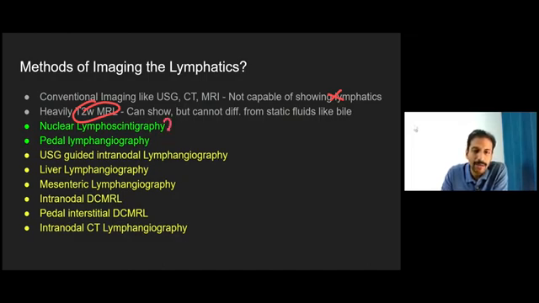The other two lymphatic imaging modalities, nuclear lymphoscintigraphy and pedal lymphangiography, have been available for a very long time, and they are not often performed because they are either tedious or difficult to do. That's the reason why in the last decade or so we have a lot more imaging modalities which are better at showing the lymphatics, which I will discuss in the later slides.